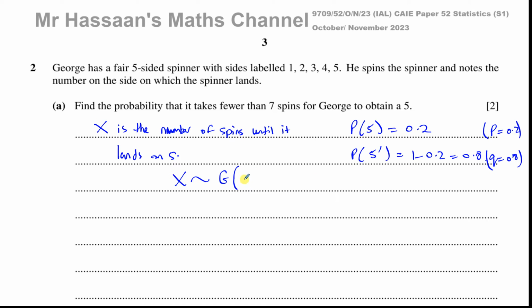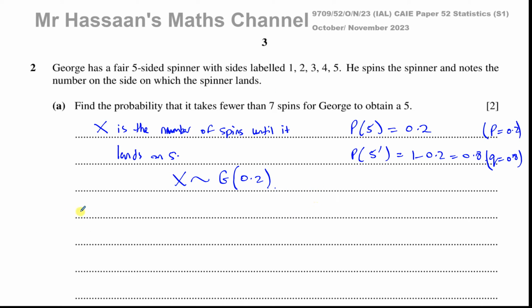So here we put the probability of success, 0.2. This is how you set up a geometric distribution. This is the notation for it. So the random variable is geometrically distributed with a probability of success 0.2. Success here meaning it lands on a 5.